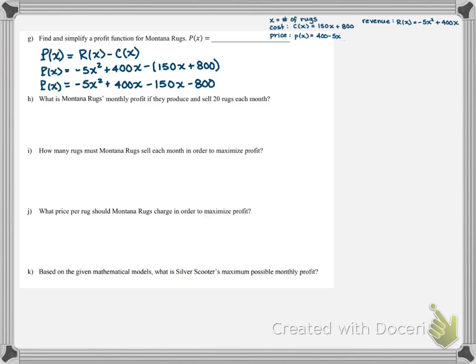I'm going to write it under here. Don't have room up there. So P of X equals negative 5x squared plus 250x minus 800. And then I'm going to just add that to my list.